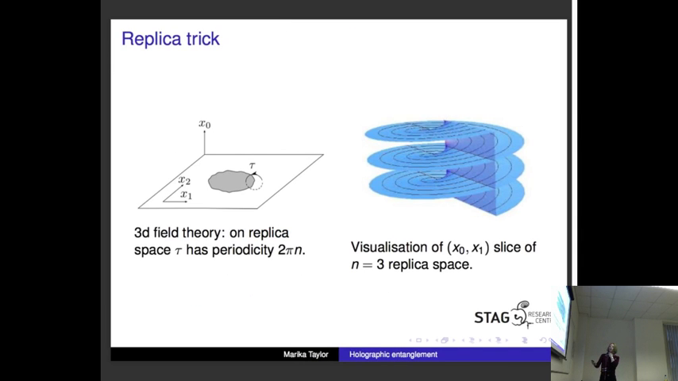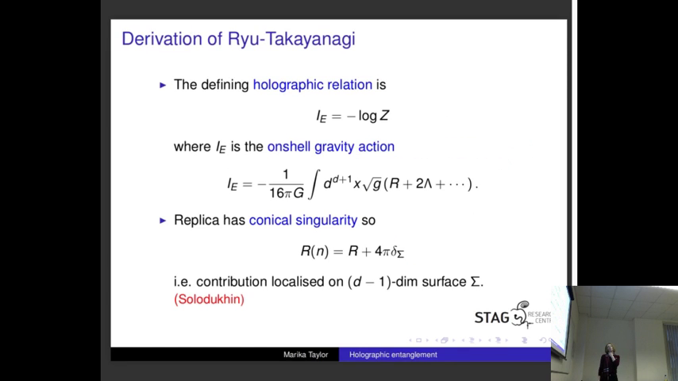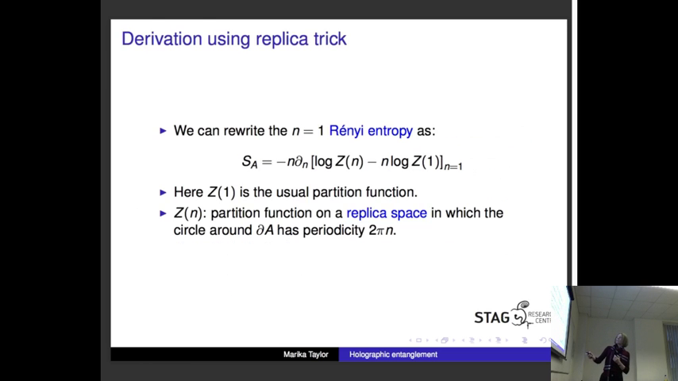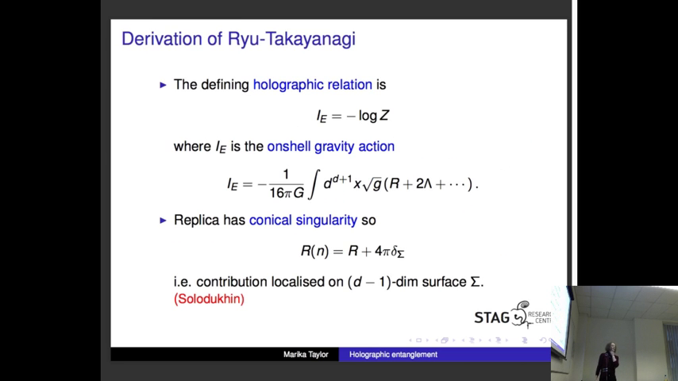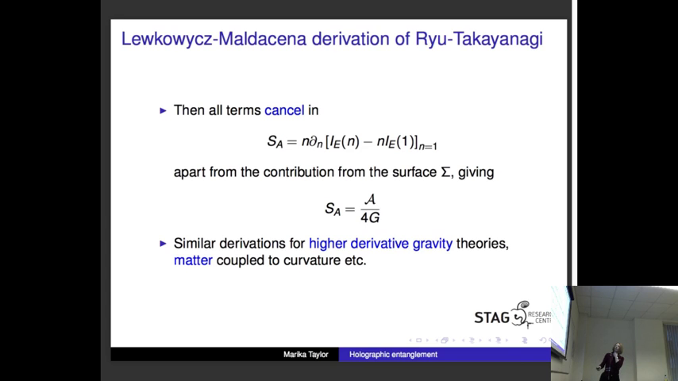Now, as I showed on the previous slide, these replica spaces have conical singularities in them. Your original space, whatever you were doing holography on, has some Ricci scalar curvature, but the replica space, in addition to that curvature, has extra contributions associated with the conical singularity. In this expression, there will be a cancellation between the terms coming from the replica space and the terms coming from n copies of the original space. All the terms where they've got the same terms cancel, but the contributions from the conical singularity don't cancel. So all the terms cancel, apart from the ones which come from the conical singularity, which is the surface. And what remains is the thing that gives you the area.